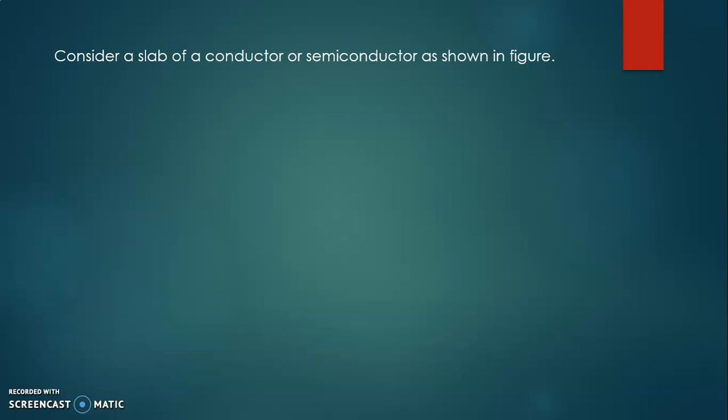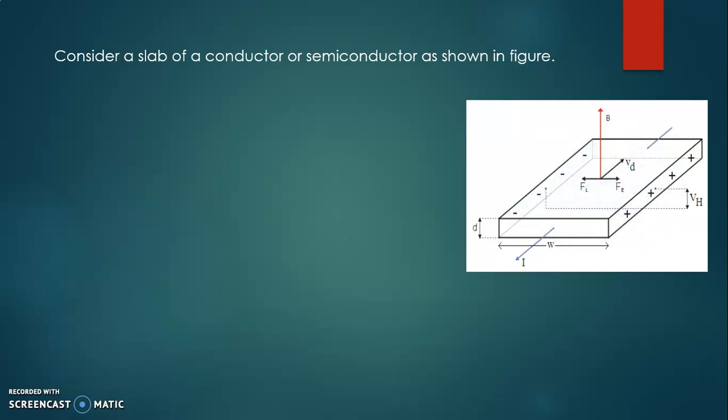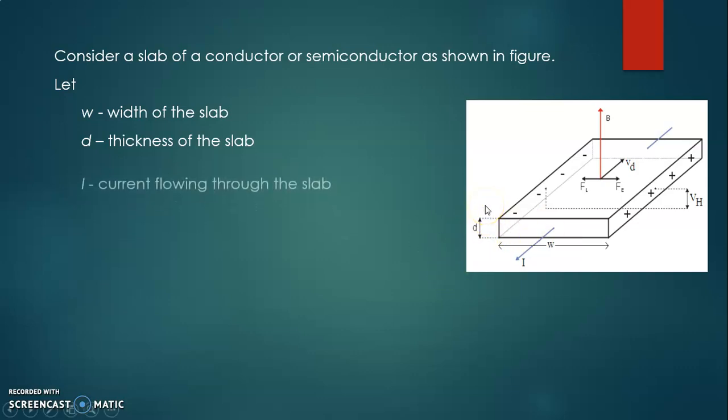Now consider a slab of a conductor or semiconductor as shown in the figure. Again the same figure. Now we'll give some notations. Let W be the width of the slab, this one. D is the thickness, this one. I is the current flowing through the slab; this current is actually along this direction, it is shown wrongly here.